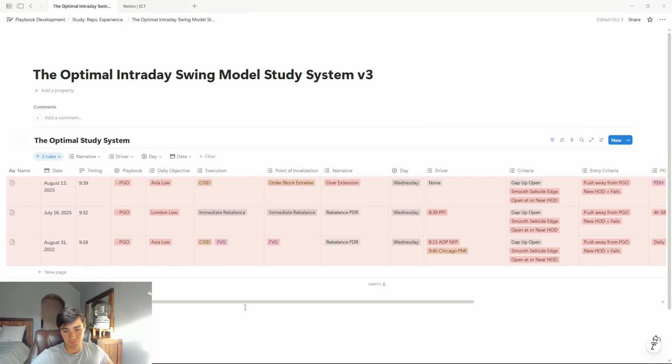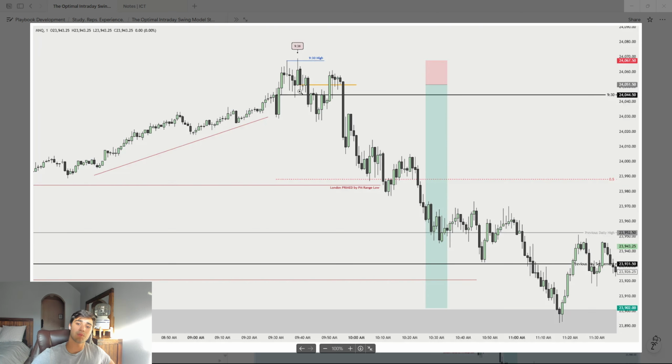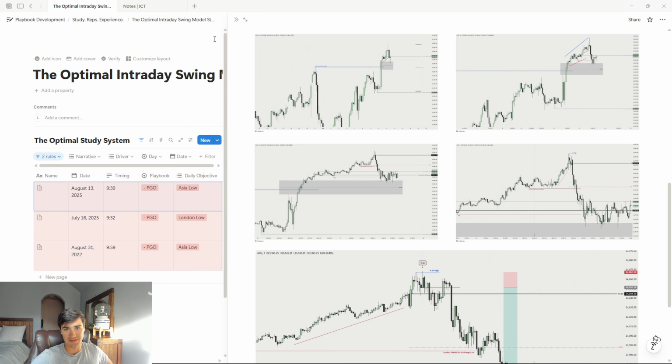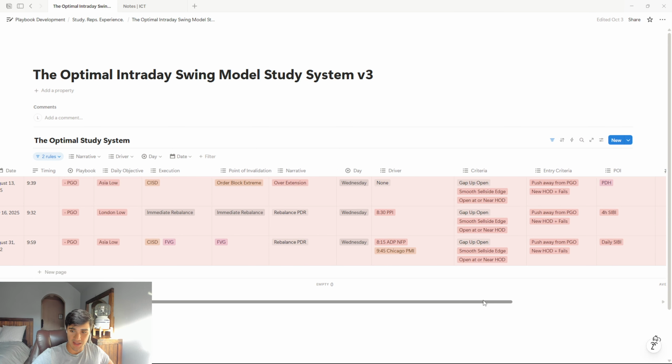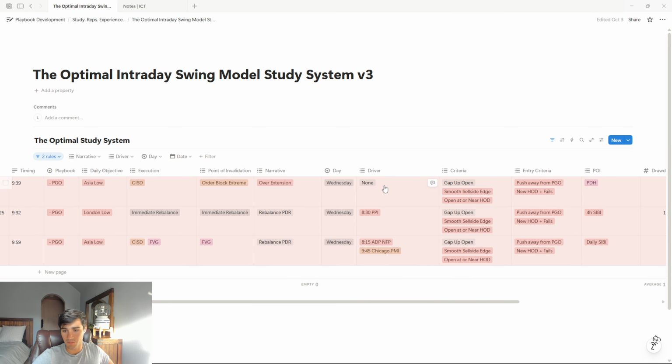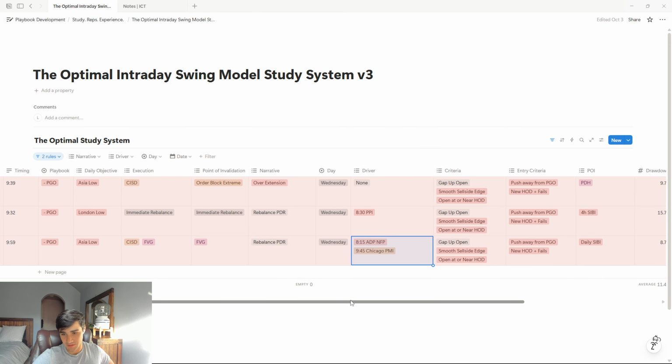So point of invalidation is simply where the stop loss is going to go. In this case, the stop loss would be at the order block extreme, so I'm simply tagging that as order block extreme. Narrative, I explained that to you guys. I need to track day of week because eventually you will realize that particular moves happened on particular days with the property next to that, a particular driver. So it's extremely important that you note if that day had an economic impact event.